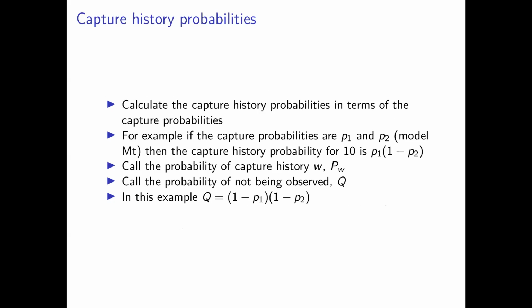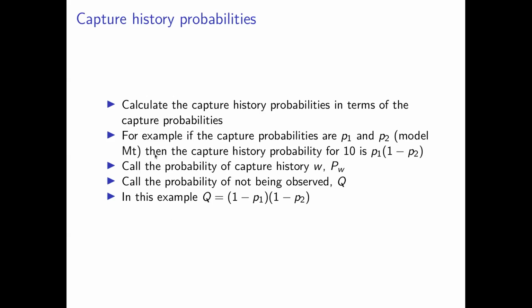So capture history probabilities. You calculate the capture history probabilities in terms of the capture probabilities, which, remember, are expressed differently depending on the type of model. But if we were using model MT, then we would have a different capture probability for each survey. So we've got 2 surveys, so we'll have P sub 1 and P sub 2. And then the probability, for example, for 1 0 would just be P sub 1 times 1 minus P sub 2, because you didn't catch the animal on the second occasion.